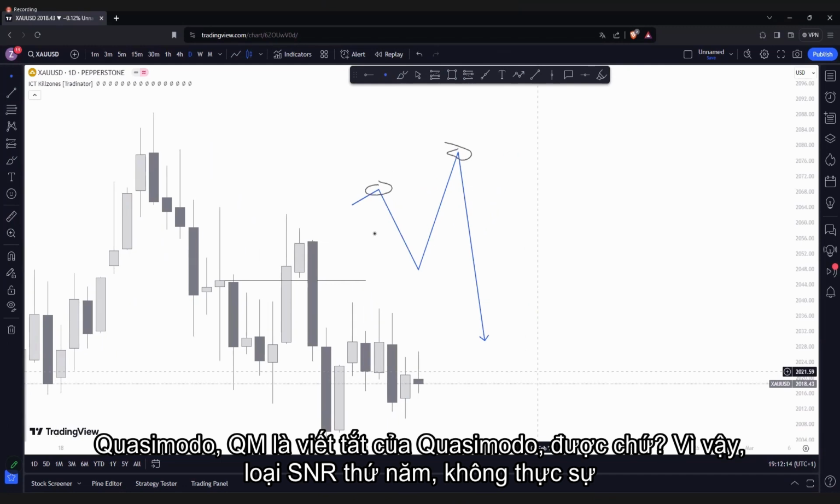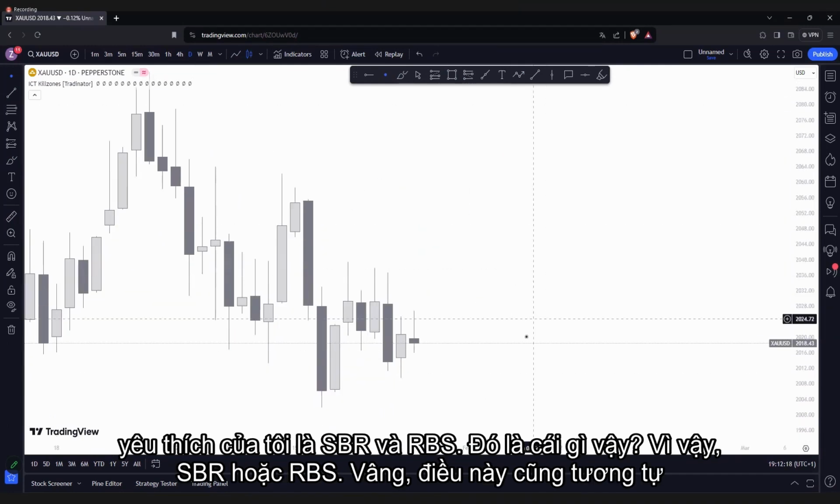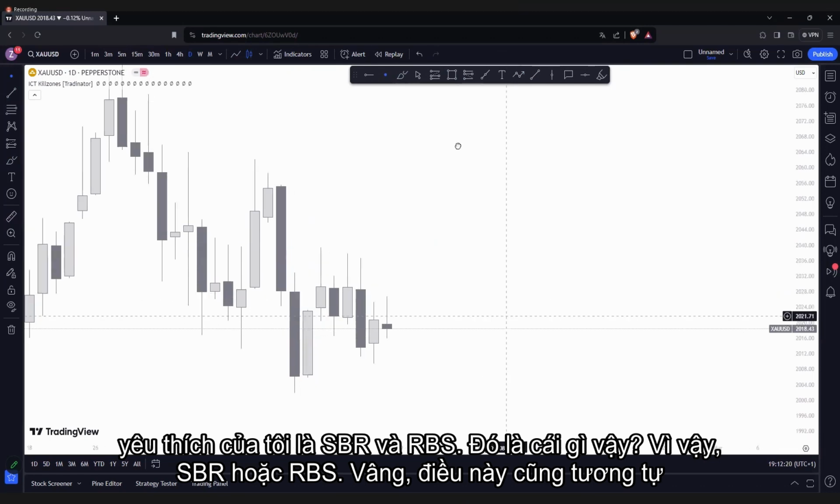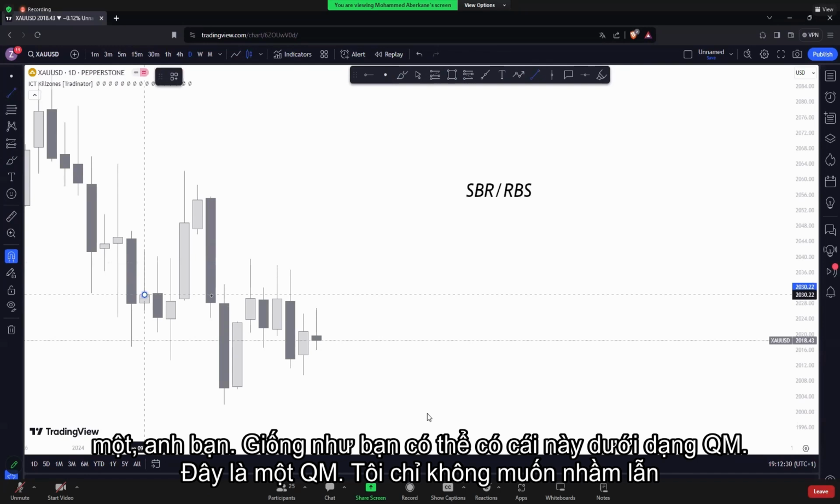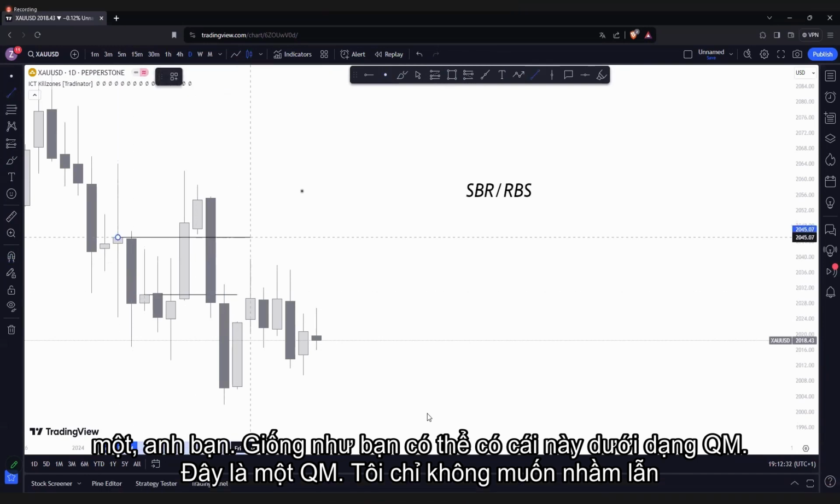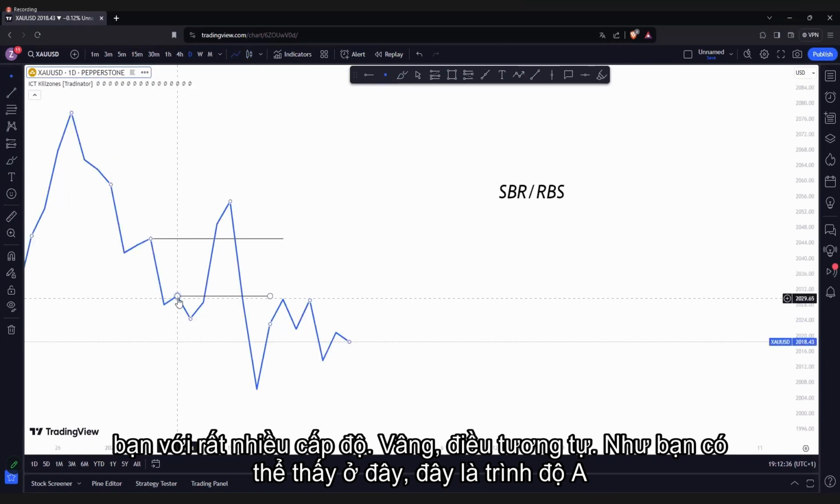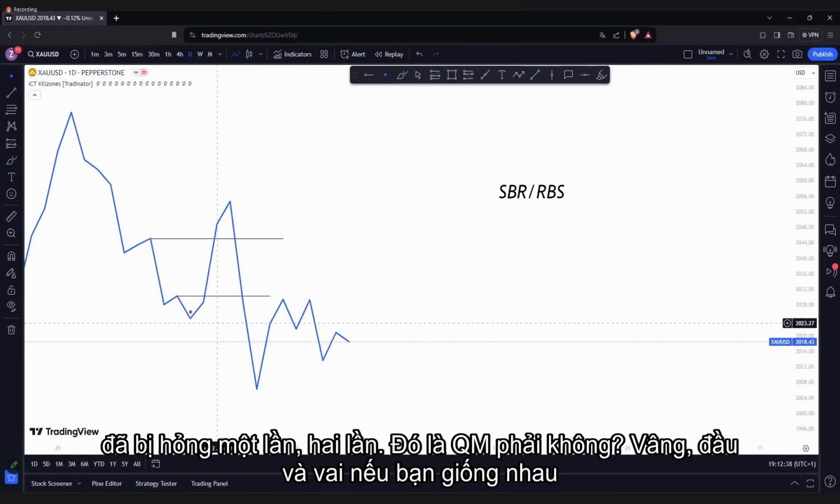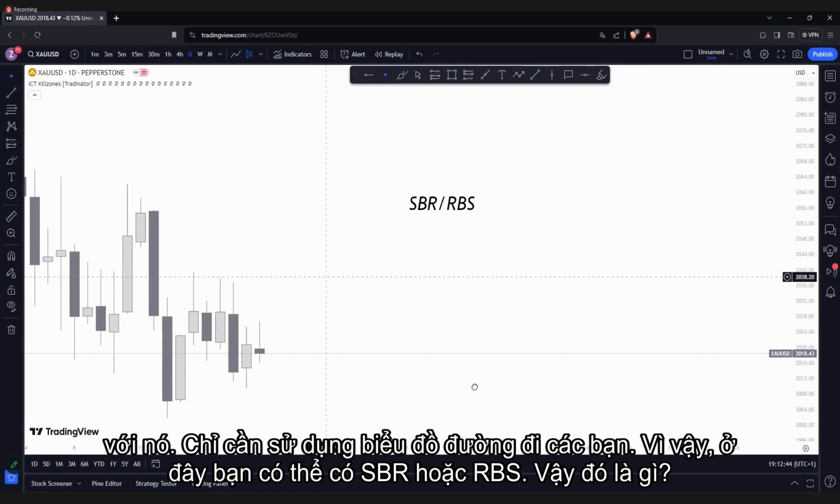QM stands for Quasimodo. Okay, so the fifth type of SNR, which is not really my favorite, is the SBR and RBS. What's that? So SBR or RBS. Yeah, it's the same for this one, bro. Like you can have this as a QM, this is a QM. I just didn't want to confuse you with a lot of levels. Yeah, the same thing. So as you can see here, this is an A level that got broken once, twice. It is a QM, correct? Yeah, head and shoulders. If you're familiar with it, just use line chart, guys.